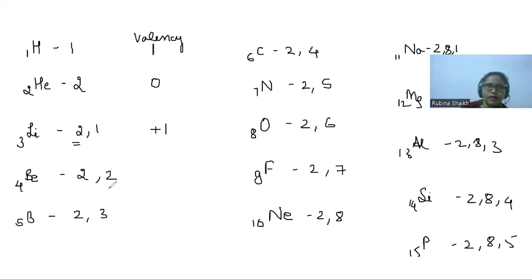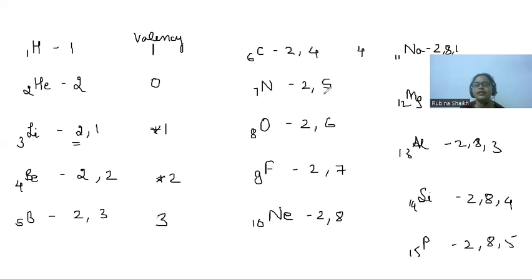Okay, so beryllium is having +2, boron is 3, we can say. You don't write this +1, +2, it will only confuse you. 1, 2, 3. Carbon can share the 4 electrons, so it has valency 4.